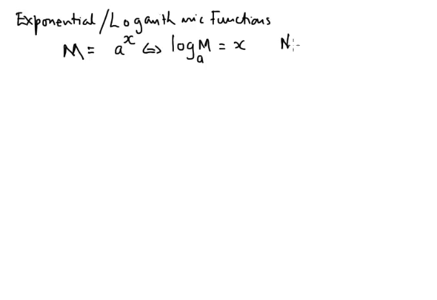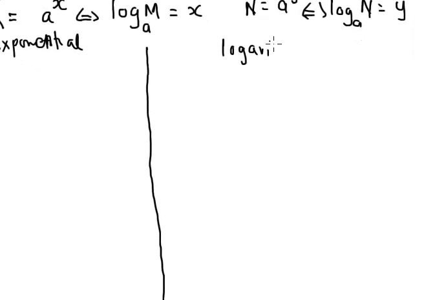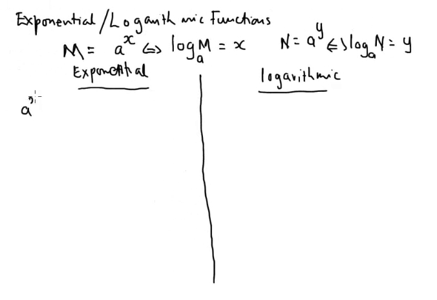And next let's say N is equal to a power y. And then we know that means logarithm base a of N is equal to y, isn't it? Okay. Now I'm trying, I don't know if this is going to work. Let me draw a line there and say exponential and then say here logarithmic. Altogether, I would say a to the power x multiplied by a to the power y is equal to a to the power x plus y. Is that right?